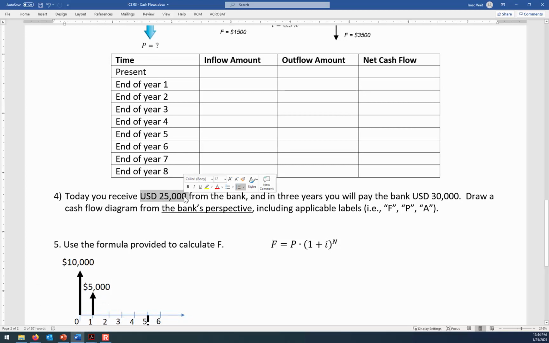That sounds pretty good. And then in 3 years, you will pay back 30,000. I got a good question as I was among the groups. Somebody said, well, does that mean each year? So let's think. If it was going to be each year you had to pay back 30,000, what it would have said is, and in each of 3 years. Or you will have 3 payments, each of them 30,000. So it doesn't say any of those things.